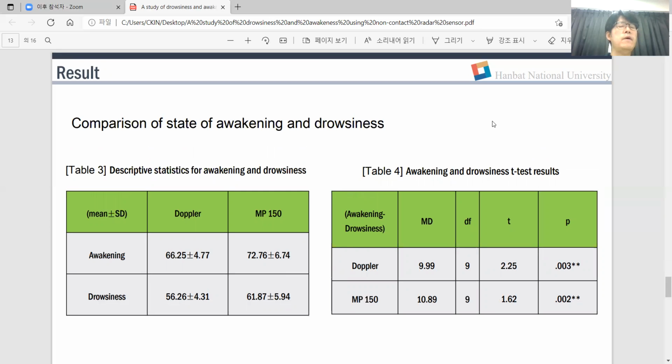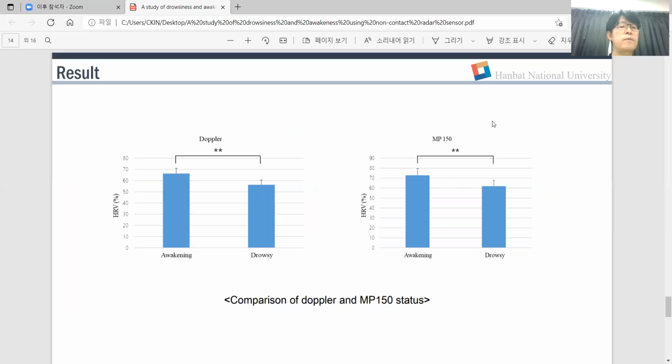As a result of observing the HRV change of the Doppler radar sensor and MP150 during awakening and drowsiness, both devices showed a tendency to decrease HRV during drowsiness, as shown in table 3. In fact, as a result of the t-test as shown in table 4, HRV was decreased during drowsiness compared to awakening, and a statistical difference was recognized at the significance level of 1%. The result of comparing the radar and the MP150 both show a decrease in HRV in the state of drowsiness.